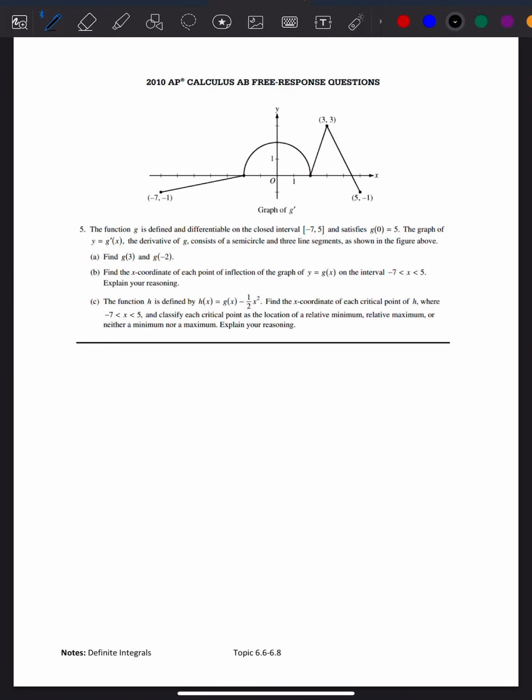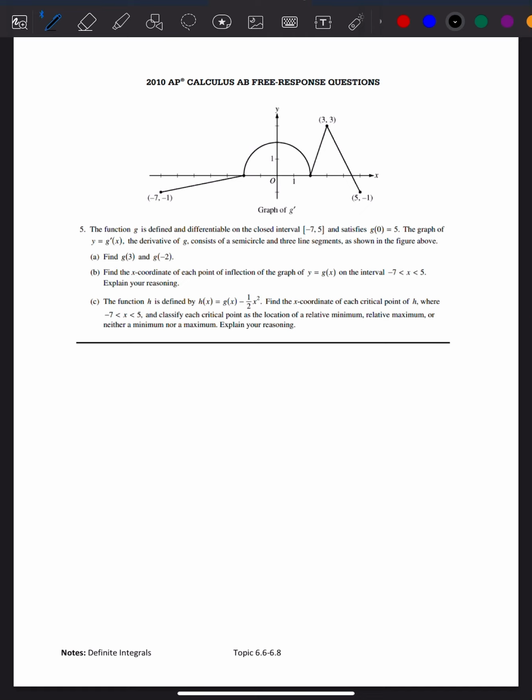Okay, we have one more thing to look at here, and we're not even going to look at all of it. I really just want to look at that first part. So the function g is defined and differentiable on the closed interval -7 to 5 and satisfies g of 0 is equal to 5. The graph of y equals g prime of x, the derivative of g, consists of a semicircle and 3 line segments as shown in the figure above.